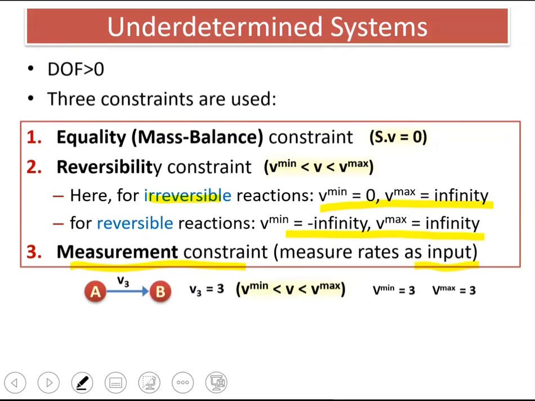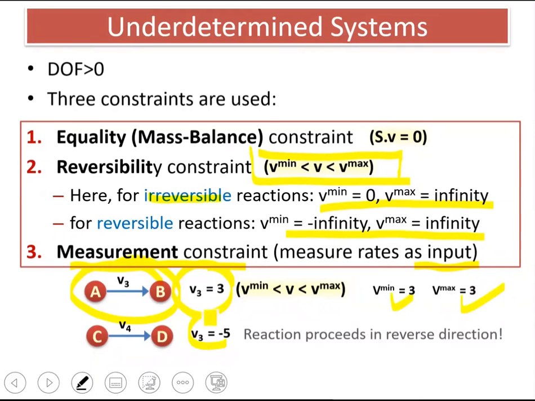One issue maybe I didn't talk about last week. So we have this reaction. If the reaction rate is 3, the measured rate is 3. So we use this style to define the reaction rate. In this case, the minimum value of the reaction is 3, the maximum value of the reaction is 3.